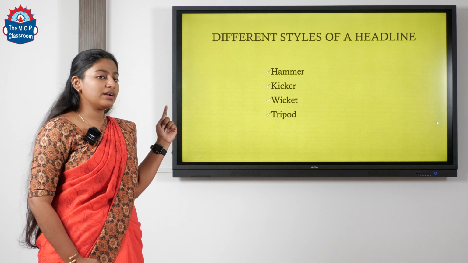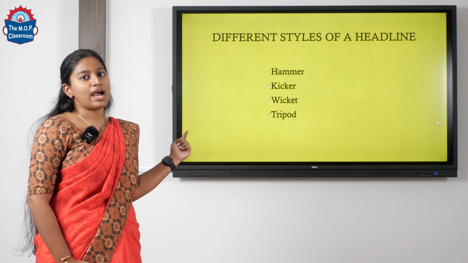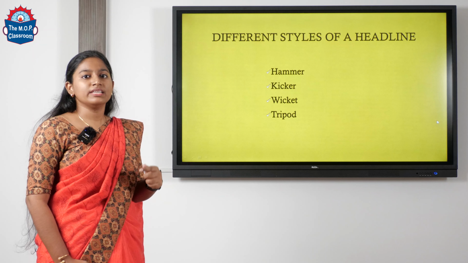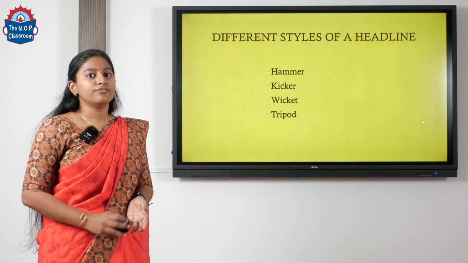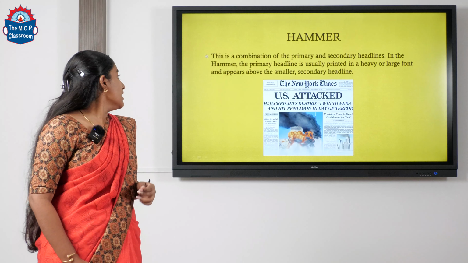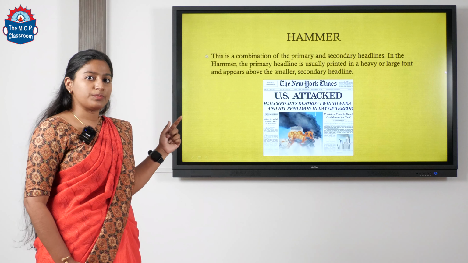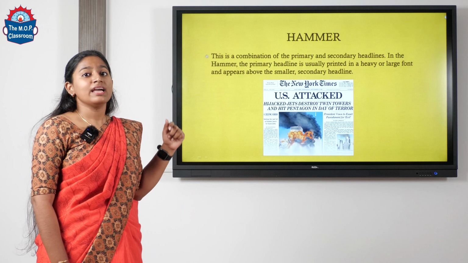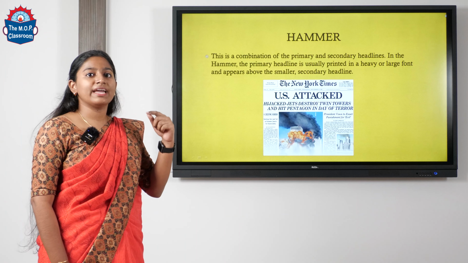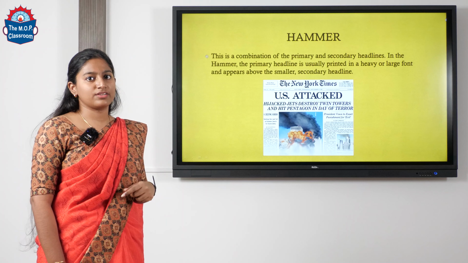They are hammer, kicker, wicket and tripod. We look at each of these styles in detail. First we have hammer. Hammer is a combination of primary and secondary headline, and in this style the primary headline comes above the secondary headline.